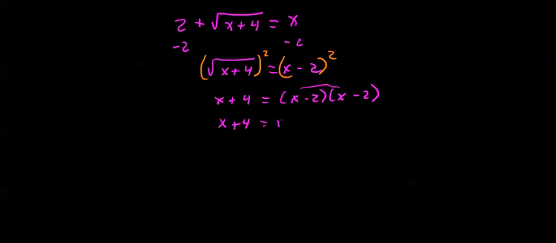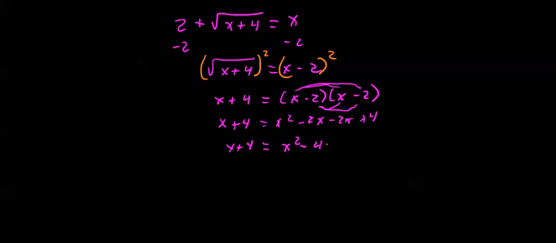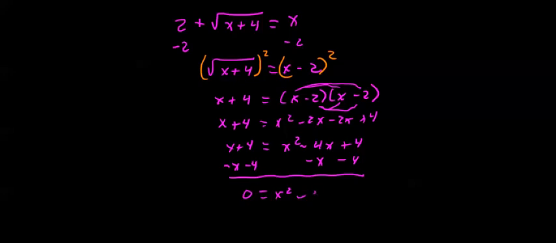X squared minus 2x minus 2x plus 4. And now we solve this. We have x plus 4 equals x squared minus 4x plus 4. Ah, that's nice. Those 4's are going to cancel. Minus x, minus 4, minus x, minus 4. And we come up with 0 equals x squared minus 5x.